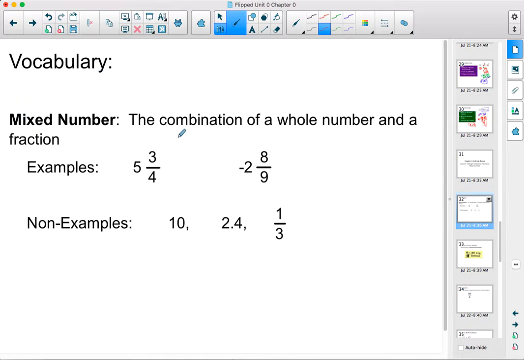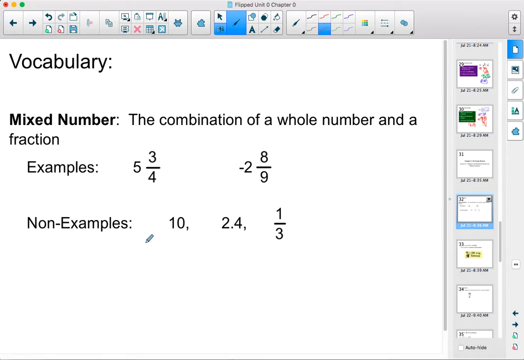A mixed number is the combination of a whole number and a fraction. So it tells us that we have a whole number component and then a part of another whole right here. So our first example is 5 3/4. Another example would be -2 8/9.